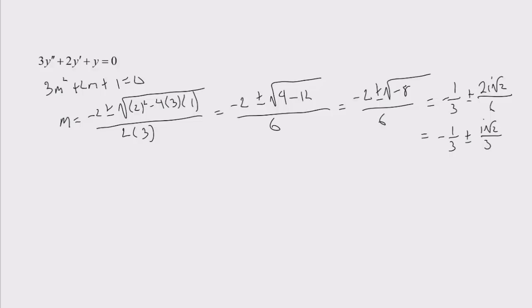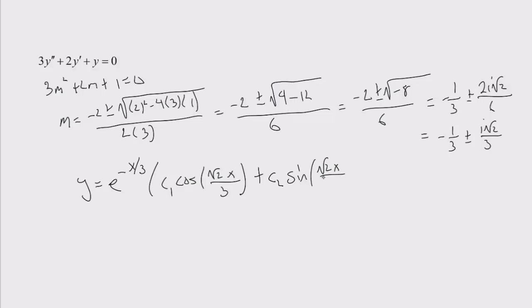Okay, so our general form then would be y equals e to the negative x over 3, times c1 cosine of square root 2x over 3, plus c2 sine of square root 2x over 3. And we don't have any initial conditions, so yay, that's good.